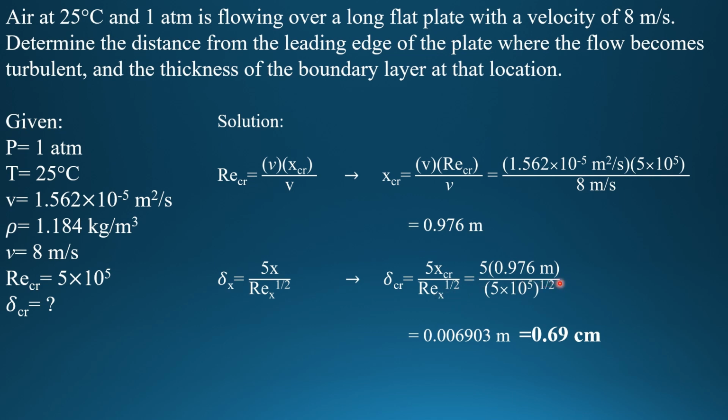And we substitute our values, so we have this: 5 times 0.976 meters over 5 times 10 raised to 5, raised to 1/2. We come up with this result of our thickness of the boundary layer that is equal to 0.006903 meters or 0.69 centimeters. And that's all.